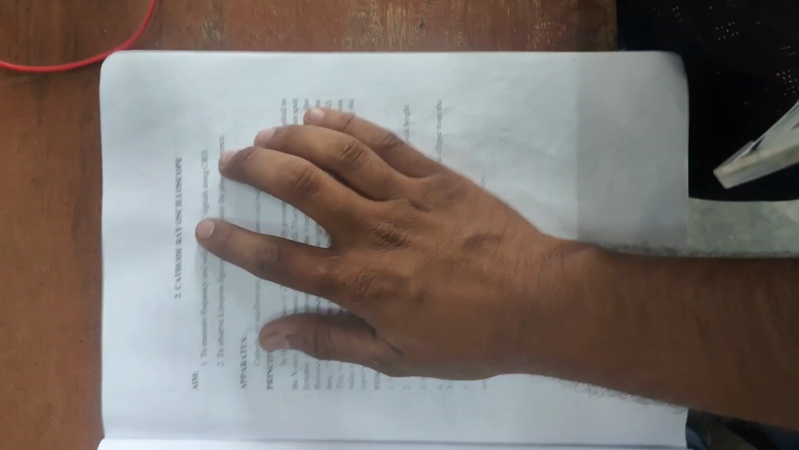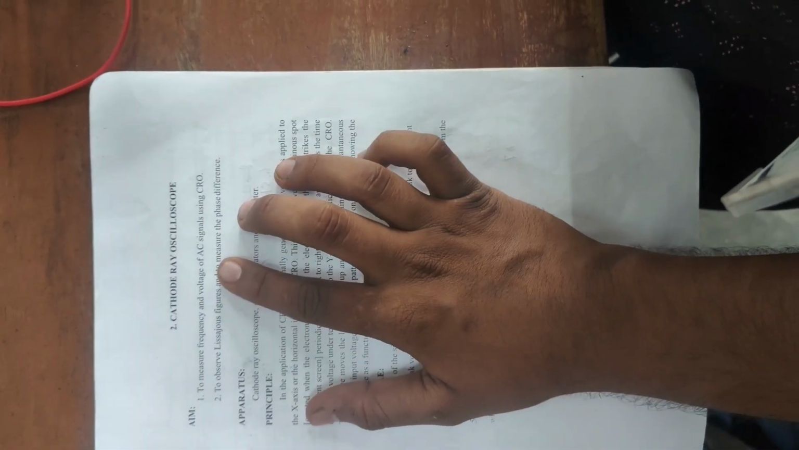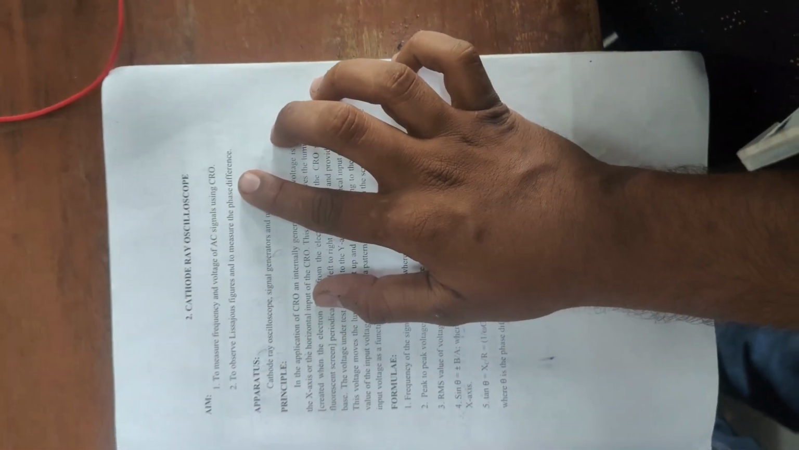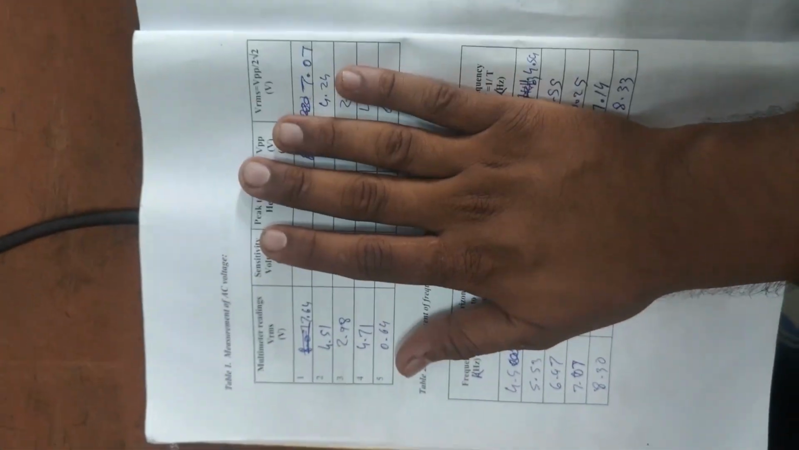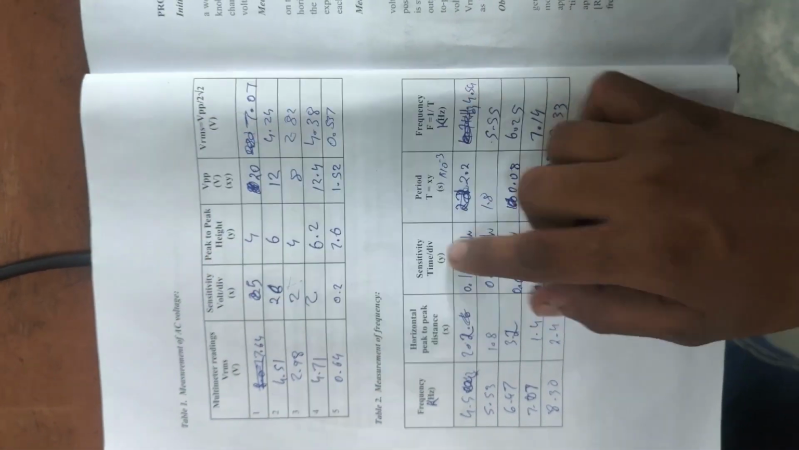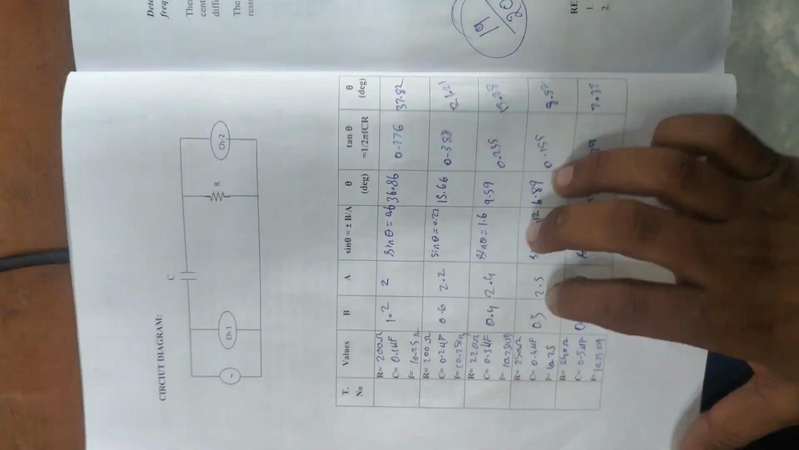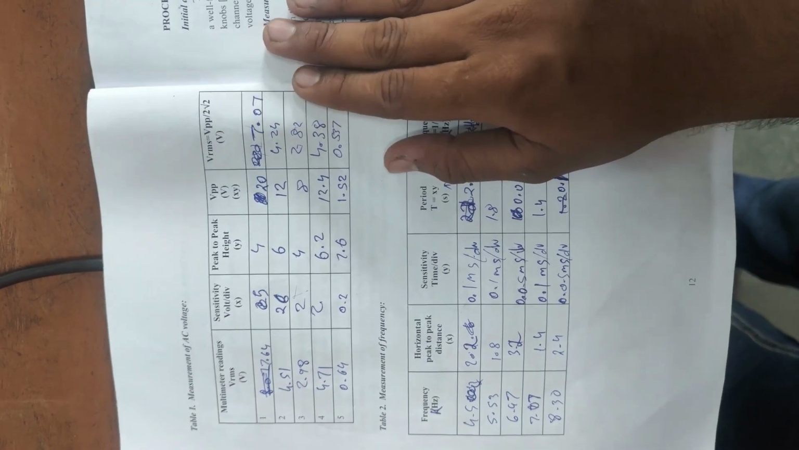So today we are doing the cathode ray oscilloscope. The aim is to find the frequency and the voltage of the AC signal, to observe the Lissajous figure, and find the phase difference. The whole experiment is basically divided into three different parts, where we first find the measurement of the AC voltage, then we find the frequency, and then in the last part we find the phase difference. Right now we'll start with measurement of AC voltage.